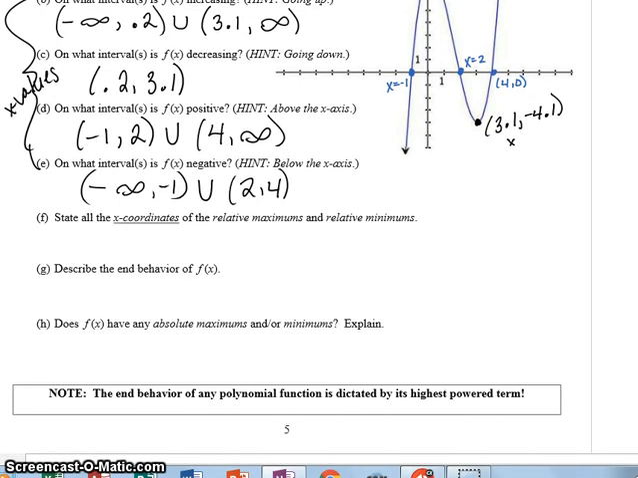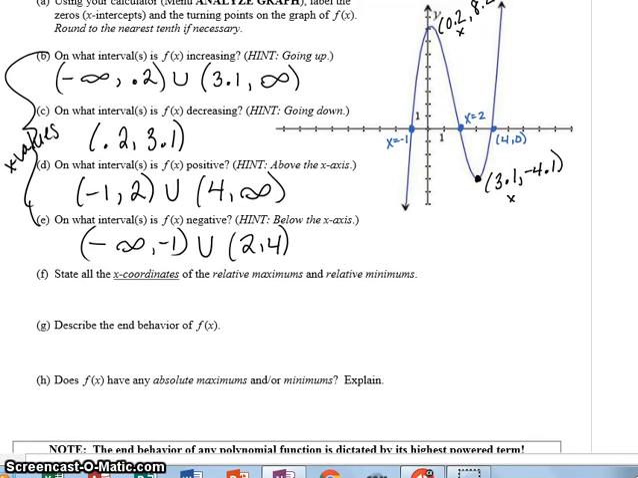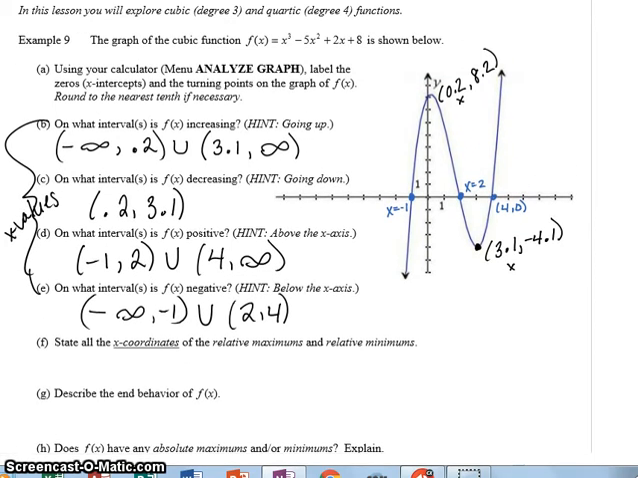All right. State all the x-coordinates of your relative maximums and minimums. Okay. Well, the x-coordinates, well, we only have one max on here. Okay, there's my max. And we only have one minimum on here. Okay. So if there were multiple maxes, they would all be relative maxes. So the word relative means all of them. So you're going to list all your maxes and all your mins. Okay, in this case, there's only one max and one min.